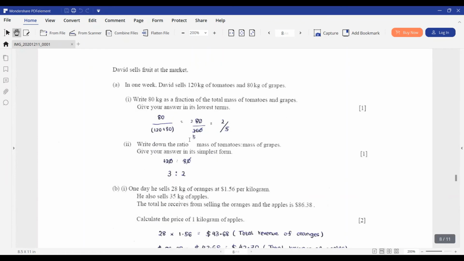So write down the ratio, mass of tomatoes to mass of grapes. That basically means the mass of tomatoes 120 ratio colon 80. Now we're going to simplify this, divide both sides by 40. 120 divided by 40, 3. 80 divided by 40, 2. So the new ratio in its simplest form is 3:2. That's it, the question's finished.